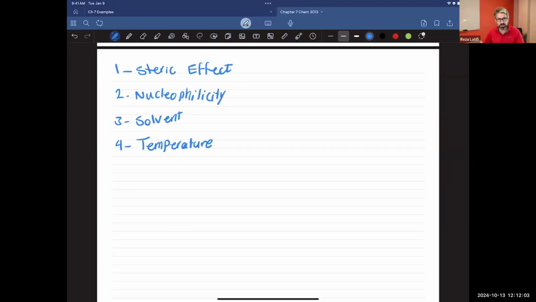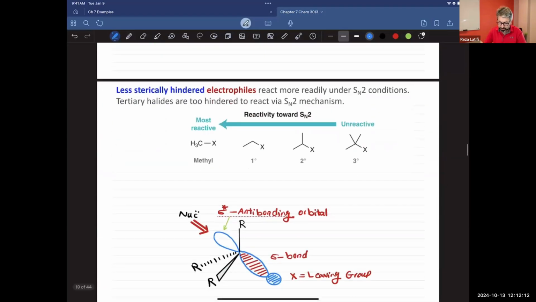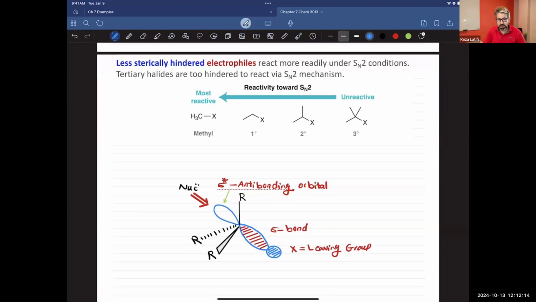Still, we are talking about substitution, and I want to know what's the effect of the steric effect on the SN2 reaction. So remember, in order to kick the halide or the leaving group out of the system, we need to reach the molecule from the back. And in order to reach it from the back, we need to have free space to reach it.